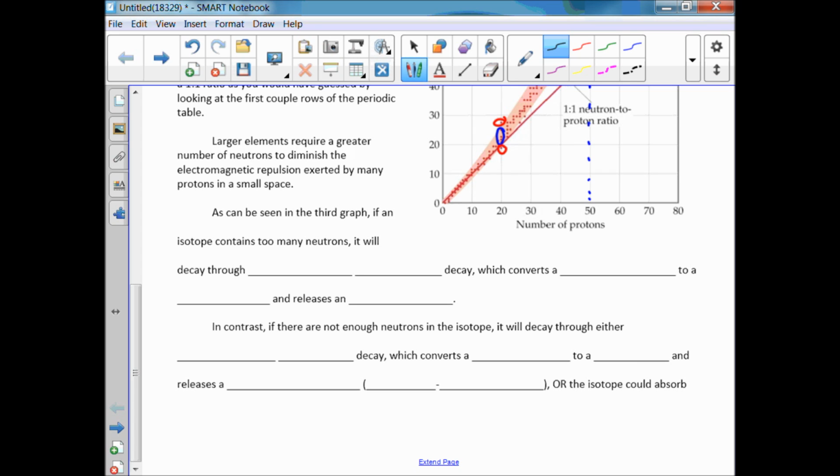So, if an isotope contains too many neutrons, all right? That means there's too many neutrons. We need to create some positive charges.